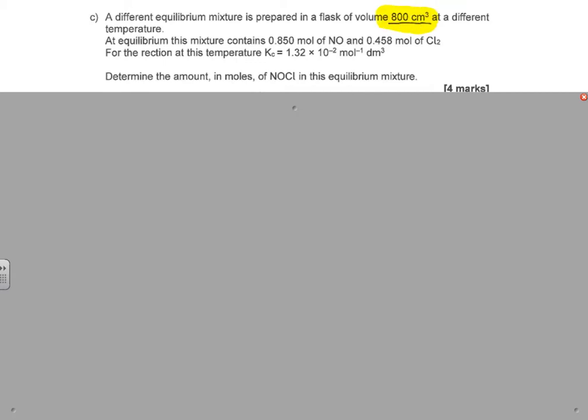At equilibrium, the mixture contains a certain number of moles of NO, there it is, 0.850, and a certain number of moles of Cl2. So recognise there, in terms of the data you're given, you are given a number of moles. Now, you're also given some data about Kc. This time I put it in a little red box. So I've got a value for Kc, and the question is just below. Determine the amount in moles of NaCl in this equilibrium mixture.